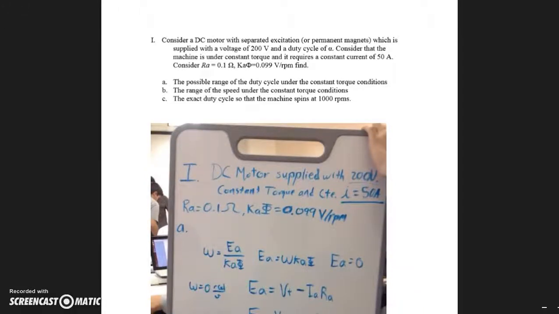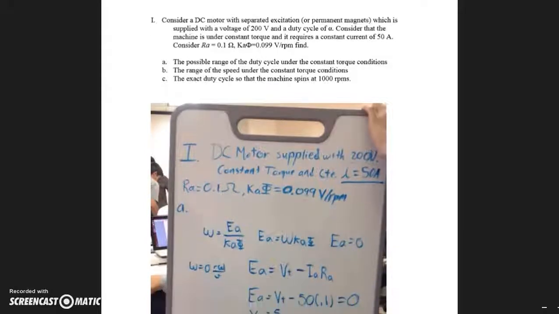We consider a DC motor with separated excitation or permanent magnets, which is supplied with a voltage of 200 volts and a duty cycle of alpha. We consider that the machine is under constant torque and it requires a constant current of 50 amperes. If we remember, it is a relationship between current and torque. We consider the resistance of the armature as 0.1 and KΦ as 0.099.